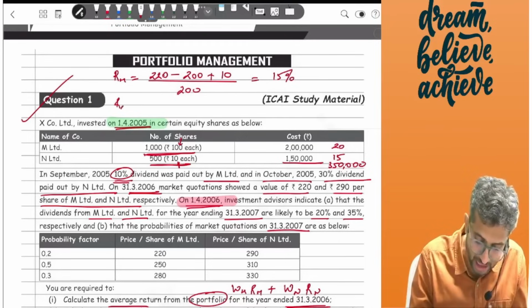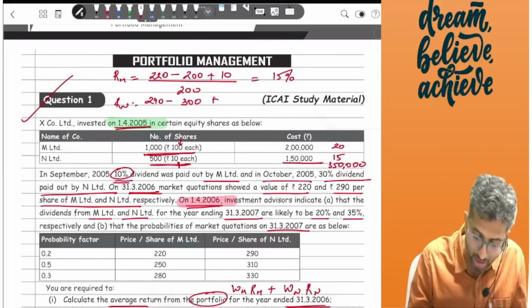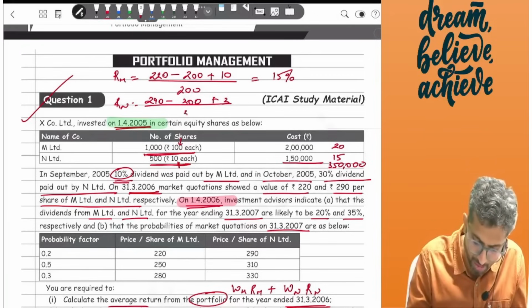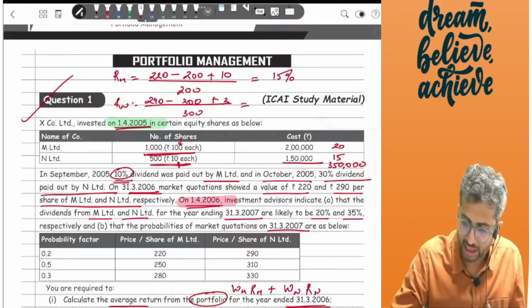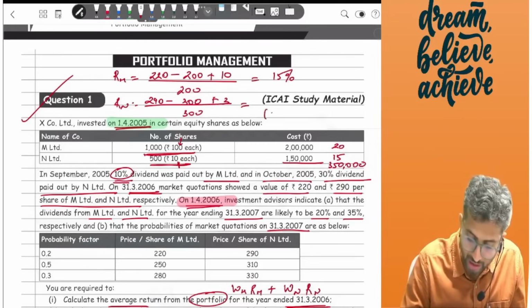The return of N done in a similar way would be, the price is 290. Initial price was 300, so there is a loss, plus there is a dividend of 3 rupees, 10 rupees into 30%, divided by 300. Hence there is a negative 7 divided by 300, which comes to around 2.33% negative.